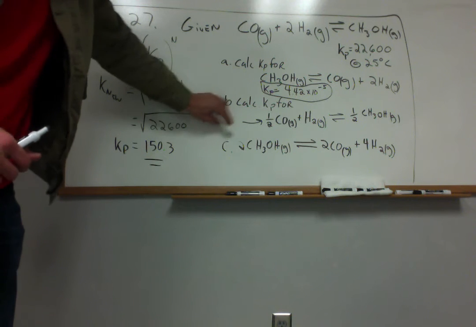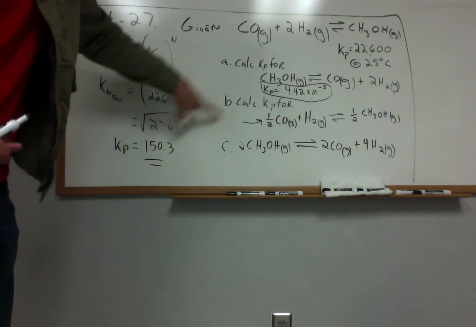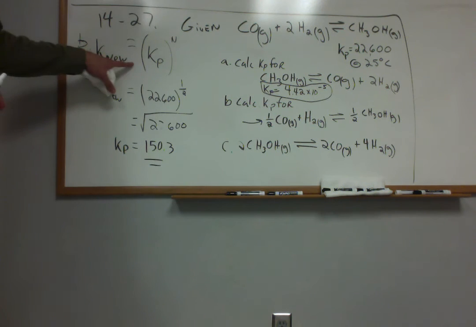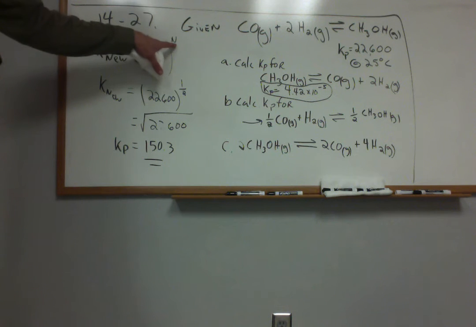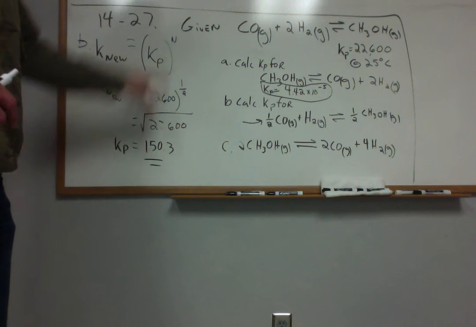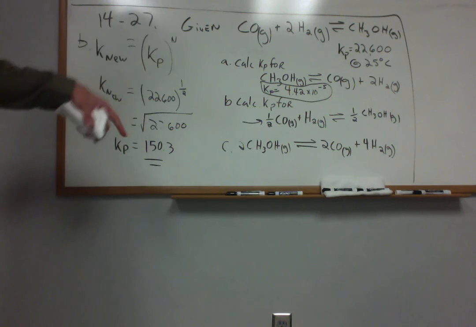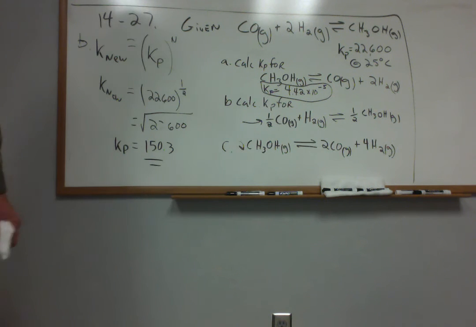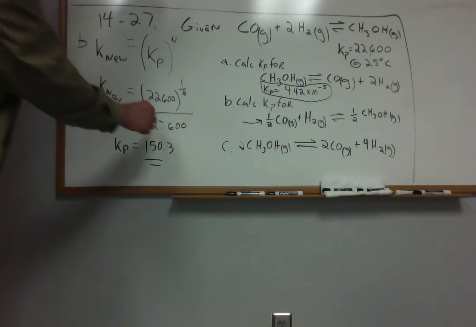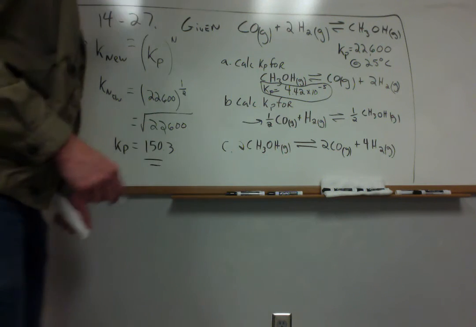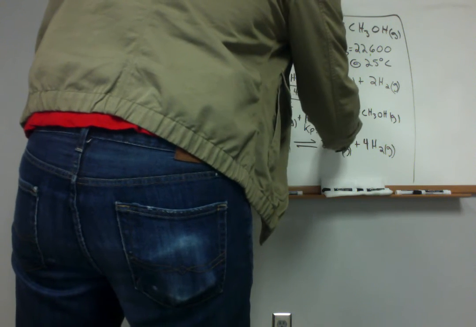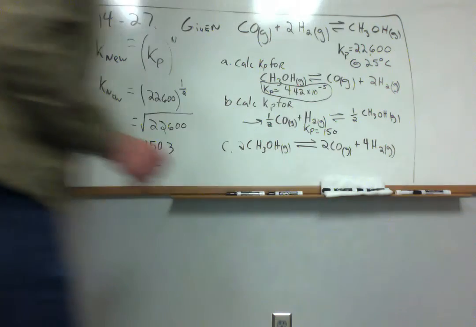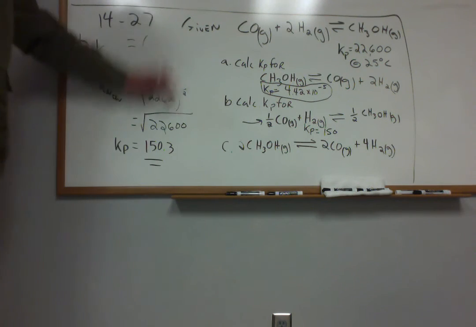So all I had to do was multiply my values by half, and the rule tells me to compute the new equilibrium constant. I take the original K and raise that K to the power of whatever I multiply by. If I multiplied by 2, this would be a 2. If I multiplied by 5, this would be a 5. Here I had to multiply by half to make it work, so I have to take the square root and get the 150.3. Okay, so Kp for the second reaction, right about 150. All right, let's move on.